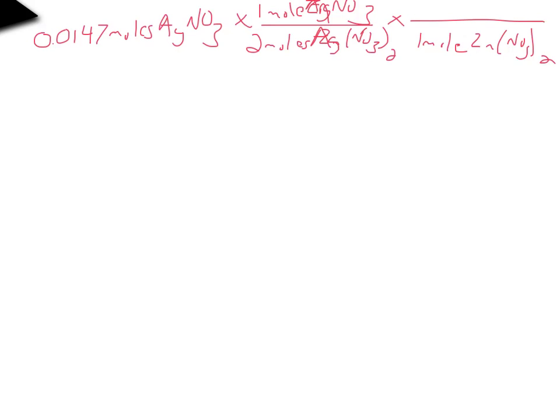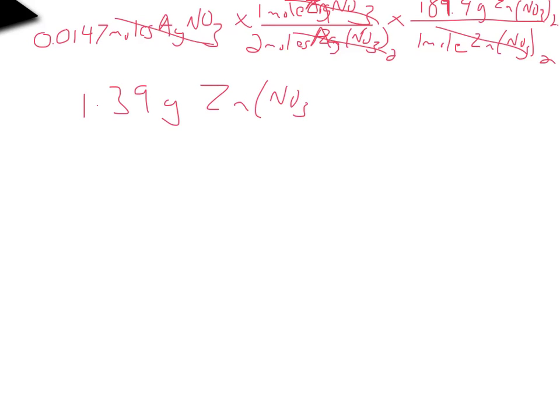has a total of 189.4 grams of zinc nitrate. So our moles of silver cancel, and what we're left with is grams of zinc nitrate. So you get 1.39 grams of zinc nitrate.